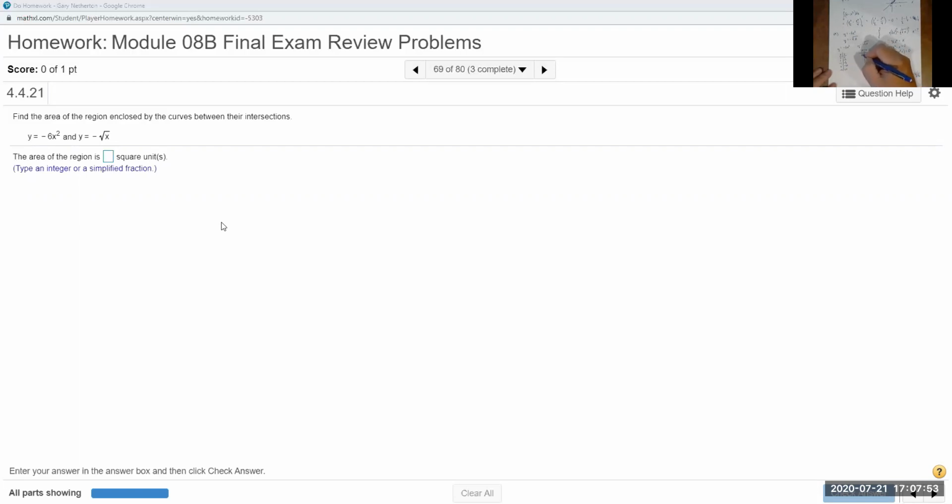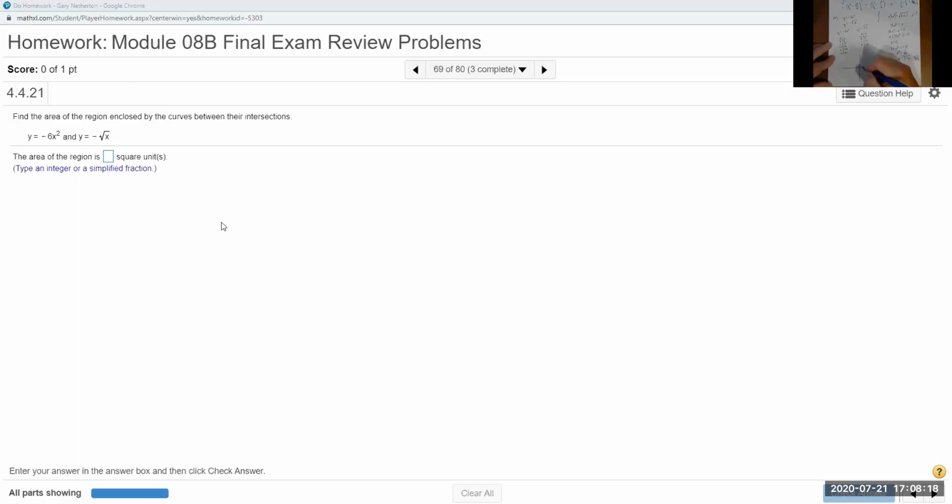And I'm going to say when x is 0, y is 0. When x is 1, y is negative 1. X cannot be negative. So let's put in 4, negative 2. So let's graph these two functions and see. So the negative 6x squared.